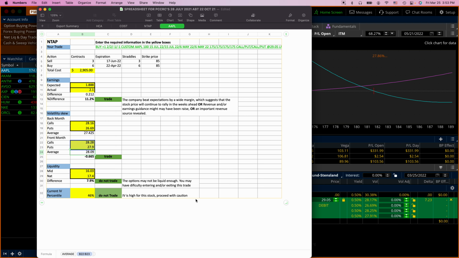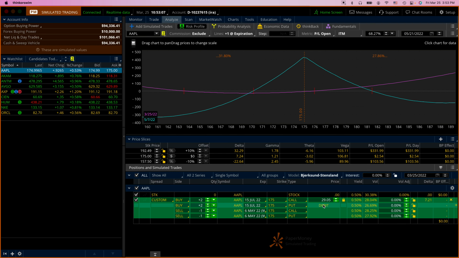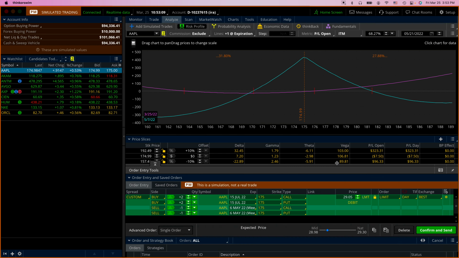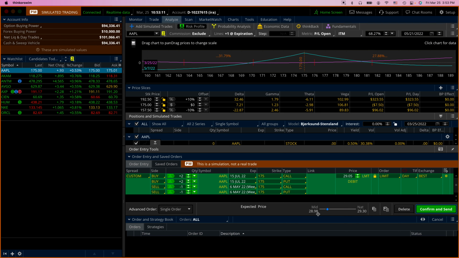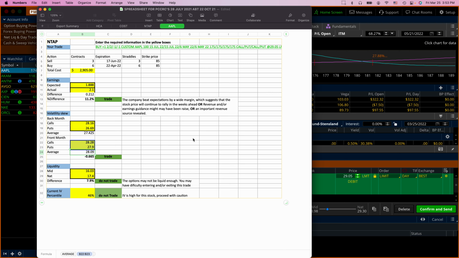Okay, let's look at the liquidity, and that's create duplicate, and that's 28.98 versus 29. Again, we put it here in our spreadsheet. Here at the bottom right corner is mid versus natural, 29.08.